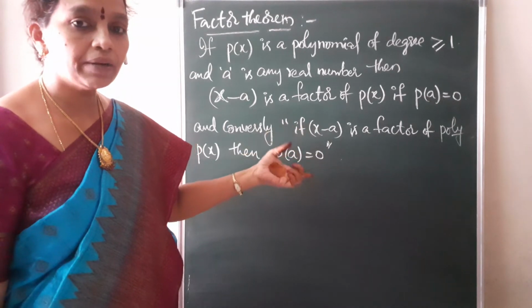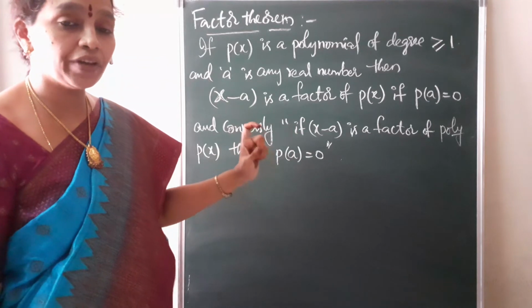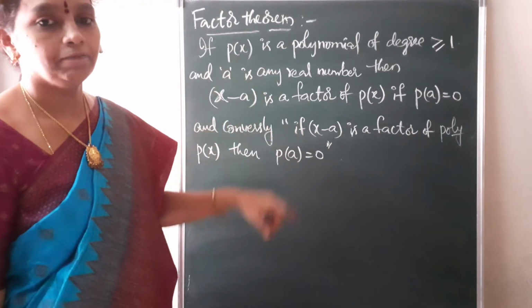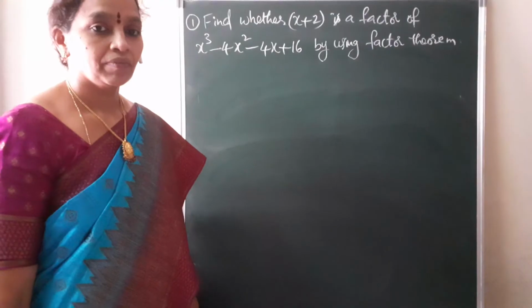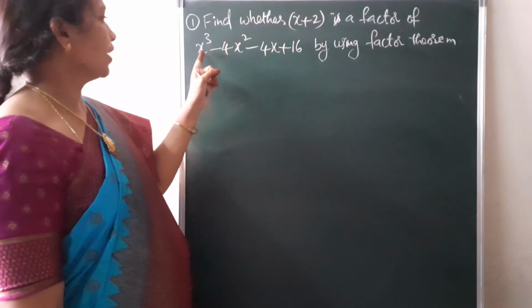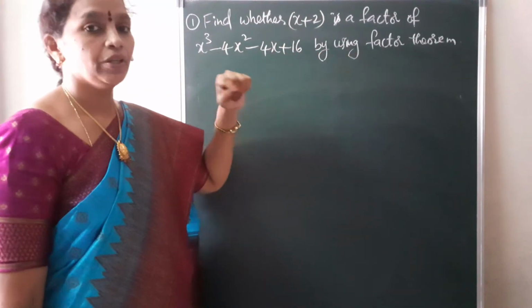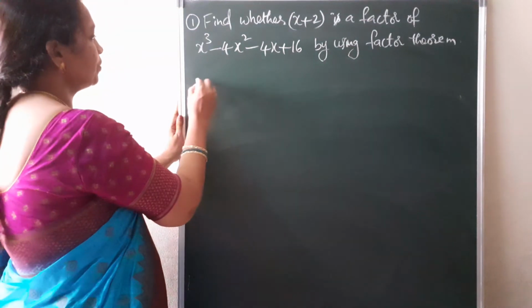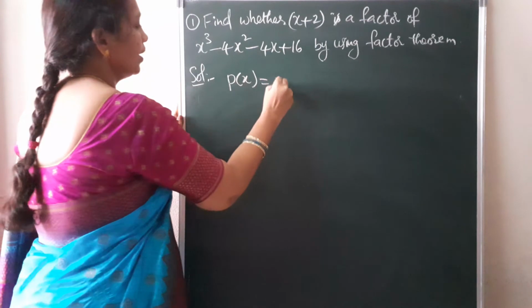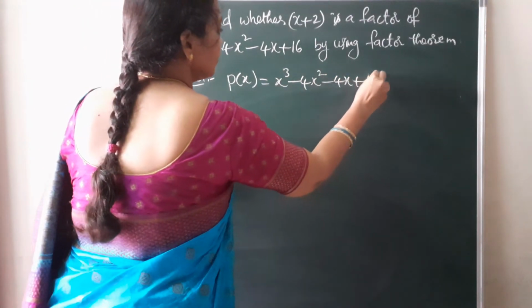So whenever the remainder is 0, then the divisor g of x is called a factor of the given dividend. Okay. So here, find whether x plus 2 is a factor of x cube minus 4x square minus 4x plus 16 by using the factor theorem. So what is the solution? P of x is equal to x cube minus 4x square minus 4x plus 16, which is given.